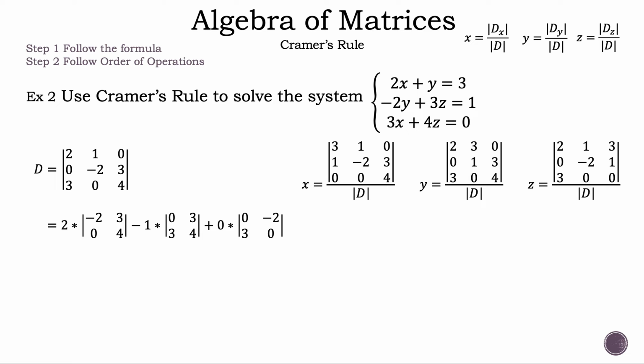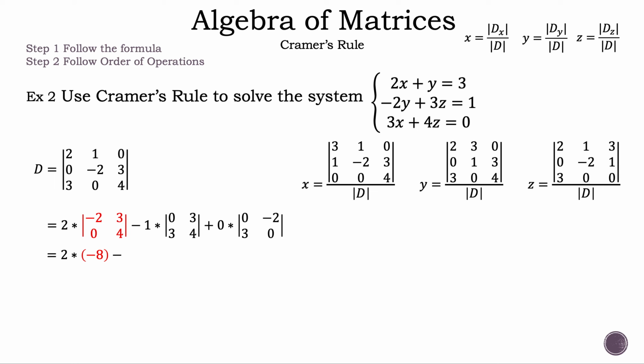Which row did we use to break down the 3 by 3 matrix? Let's find out. The remaining elements, negative 2, 3, 0, 4, are used to create the first determinant after covering the first row and first column. The remaining elements, 0, 3, 3, and 4, are used to create the second determinant after covering the first row and second column. The remaining elements 0, negative 2, 3, and 0 are used to create the third determinant after covering the first row and third column. And that is our first step in finding the determinant of the coefficients.